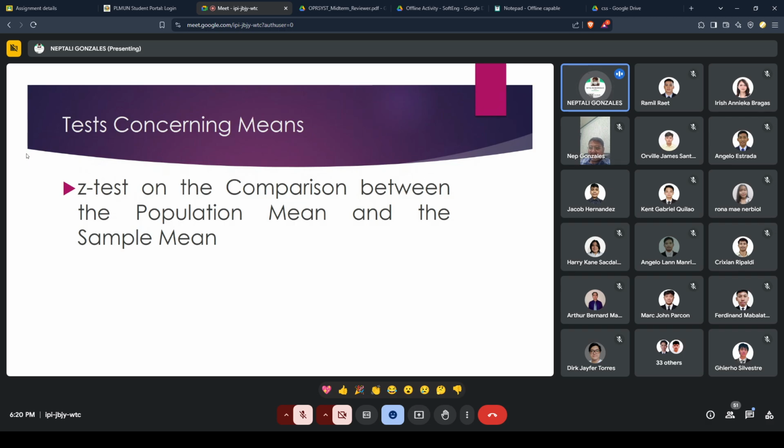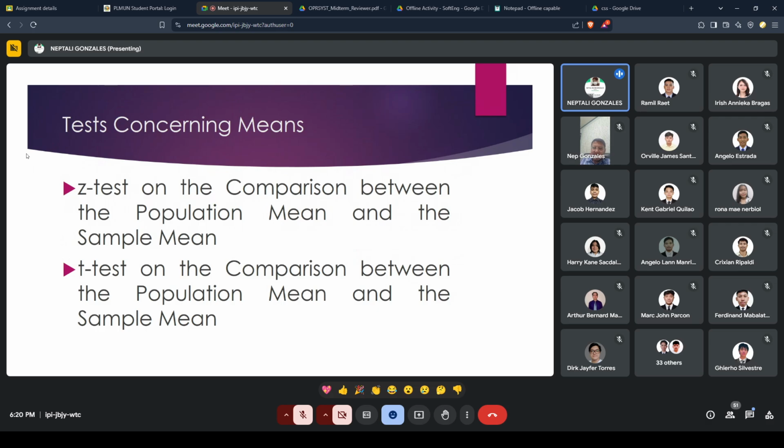So if the tests are concerning the means, one statistical tool that can be used is the z-test on the comparison between the population mean and the sample mean. If you have a given sample versus the whole population, that is z-test on the comparison between the population mean and the sample mean. We also have t-test on the comparison between the population mean and the sample mean. So that is different. Z-test is the first one, while the other one is the t-test.